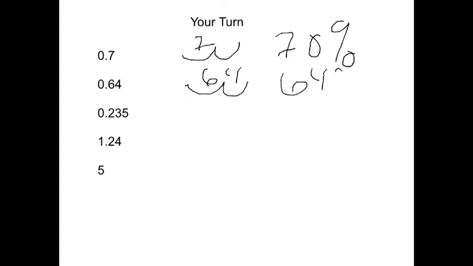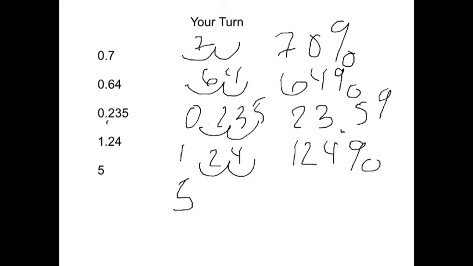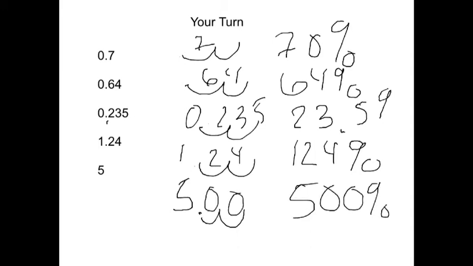0.7, move it 2 places, 70%. 0.64, you moved it 2 places, 64%. 0.235, you move it 2 places, 23.5%. 1.24, you move it 2 places, 124%. 5, invisible decimal point, make it visible, move it 2 places, 500%, because those loop-de-loos, you put 0 in there.